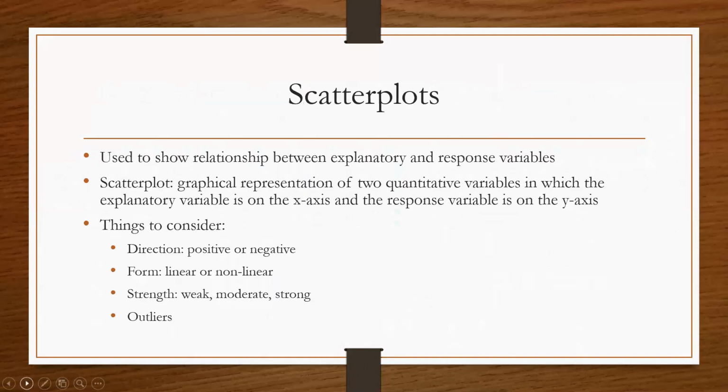Scatter plots are used to show a relationship between explanatory and response variables. It's a graphical representation of two quantitative variables. The explanatory variable is going to be on the x-axis, and the response variable is going to be on the y-axis. You always want to consider what direction it is going, what form it has, what the strength of the relationship is, and whether there are any outliers.